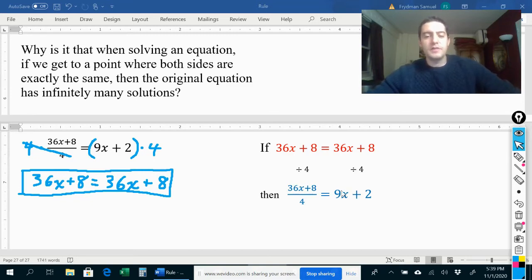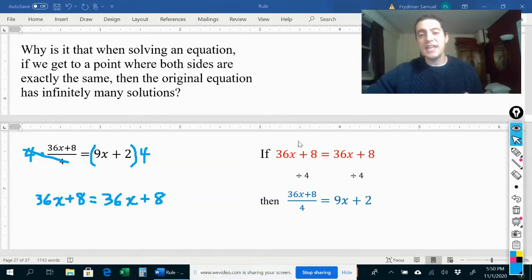I could write it in a couple of different ways. If I divide this by 4, I can just write that as (36x + 8)/4. Or I could actually divide both terms and say that this is 9x + 2. I divided both of these terms by 4. And now I can think of this as an if-then statement. If this is true, then this must also be true. But this is always true. So that means that this must also always be true. Again, this is always true because both sides are exactly the same. So if this is always true, then this, our original equation, must also always be true.